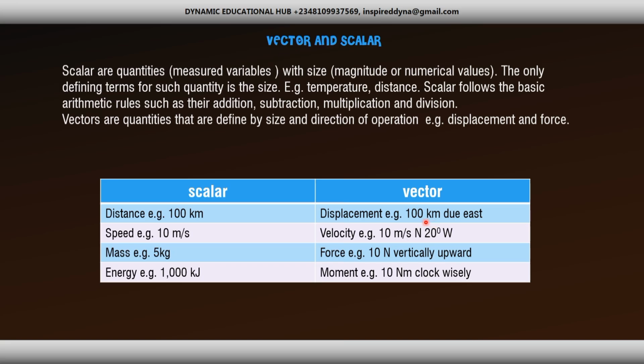Let's see. Impulse, force times time. And if you look at force closely, when we talk about moment, it is force times perpendicular distance. That force is already a vector quantity. That is what makes moment a vector quantity. Momentum, mass times velocity. The velocity there is already a vector quantity, so that makes momentum a vector quantity.